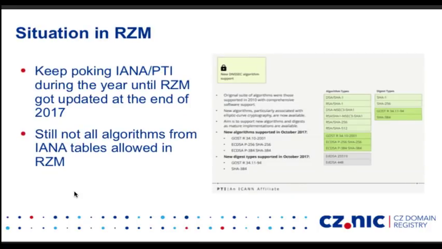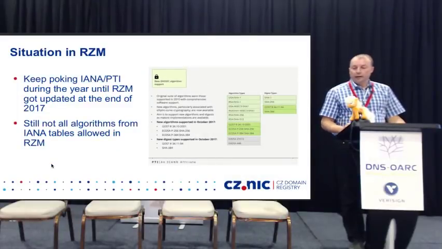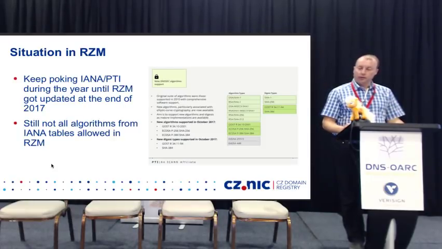Over the whole year, at every ICANN meeting, we were trying to talk to IANA about whether they would be updating the RZM to allow the ECDSA algorithm to be put into the root zone. Finally, in October 2017, it happened. The change was made to RZM that allowed new algorithms.